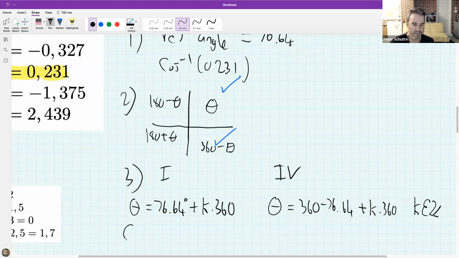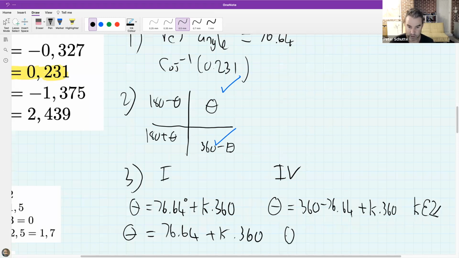Now, what are the final answers going to be here? 76.64 plus, and I know this is a mouthful, so the whole of the next lesson will be based around this. But let's just go 360 minus 76.64. What do you get if you go 360 minus 76.64? This bit here.